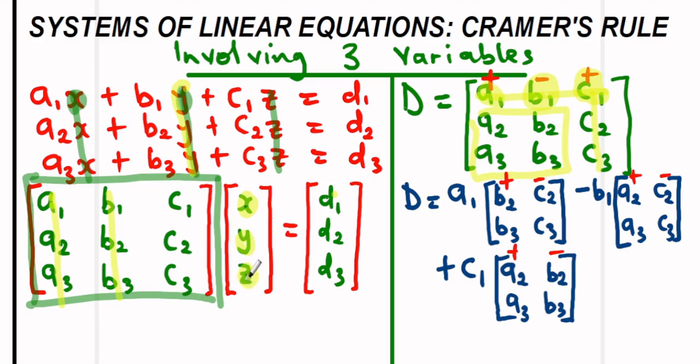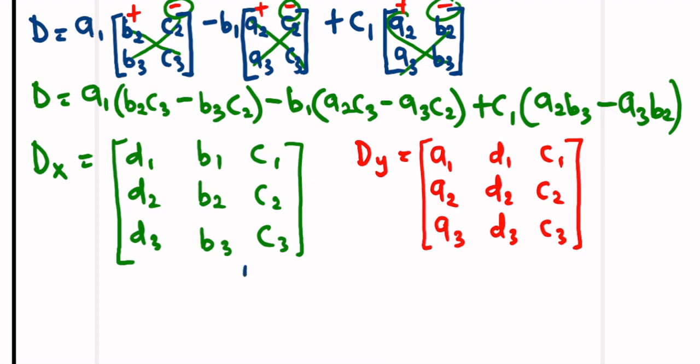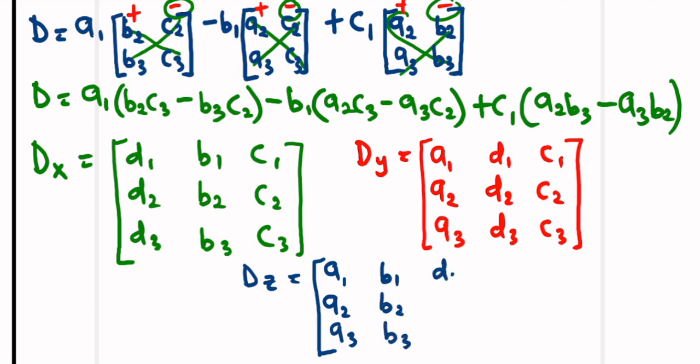Then the last one we have to change is the determinant of the coefficient of Z. The coefficients of Z in the equation are C1, C2, C3. So I'm going to replace C1, C2, C3 with the values of the D's, which are D1, D2, D3. The A and B remain where they are, then the C's change to D's. We'll have our determinant of Z to be A1, A2, A3, B1, B2, B3, and the C's changing to D1, D2, D3.